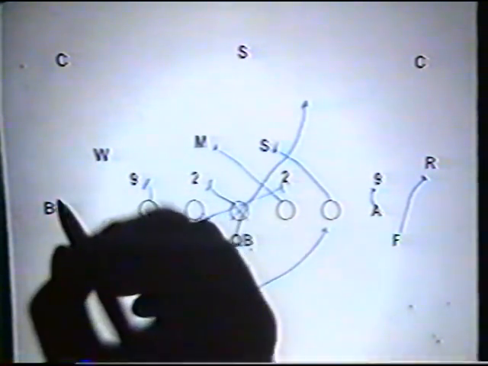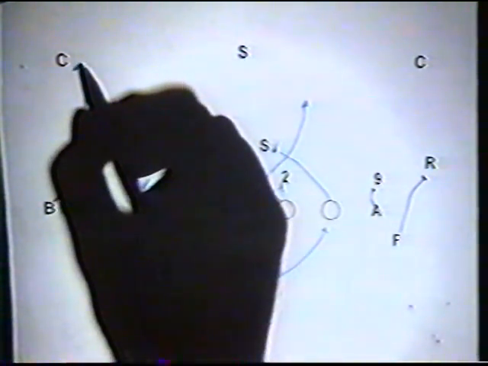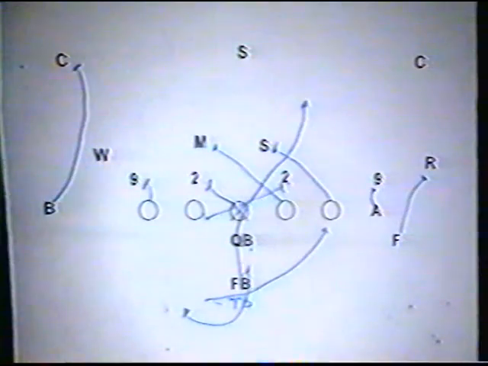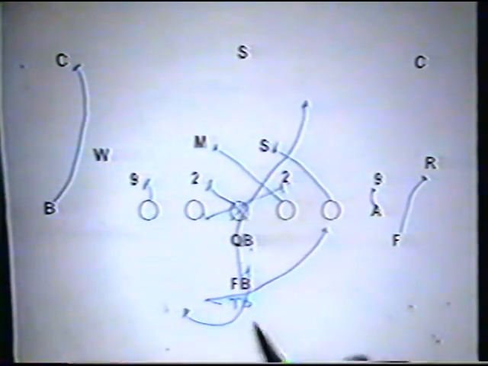Split tackle will block the split 9, the defensive end. Split end is going to block the cornerback. And that's how we run our trap versus the 4-4 look.